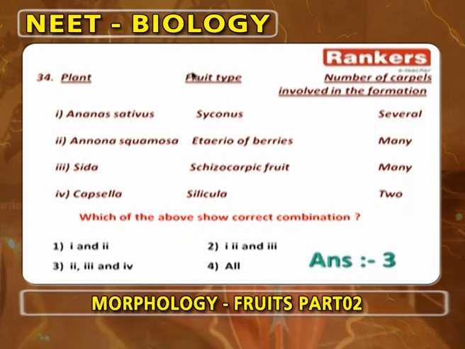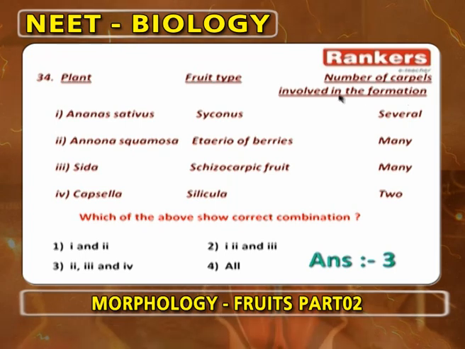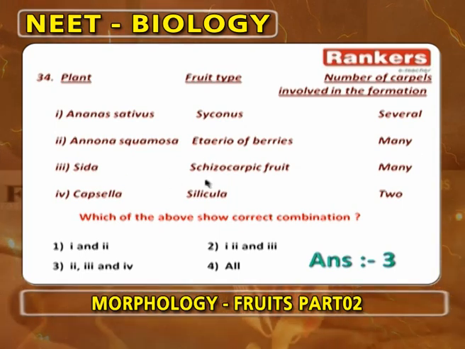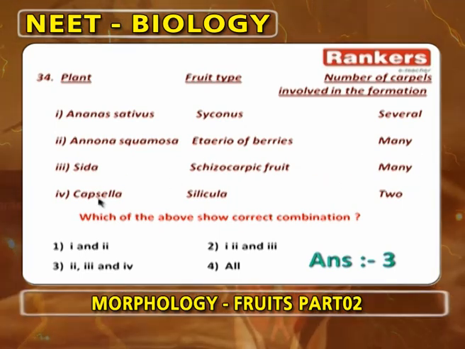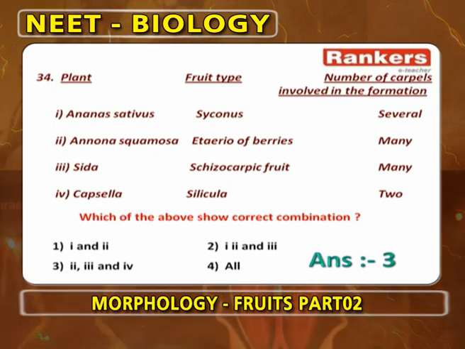Now, plant, fruit type, number of carpels involved in the formation. Ananas sativa, Syconus, several. Annona squamosa, etaerio of berries, many. Sida, schizocarpic fruit, many. Capsella, silicula, 2. Answer is 3. 2, 3, 4 are the correct combination.